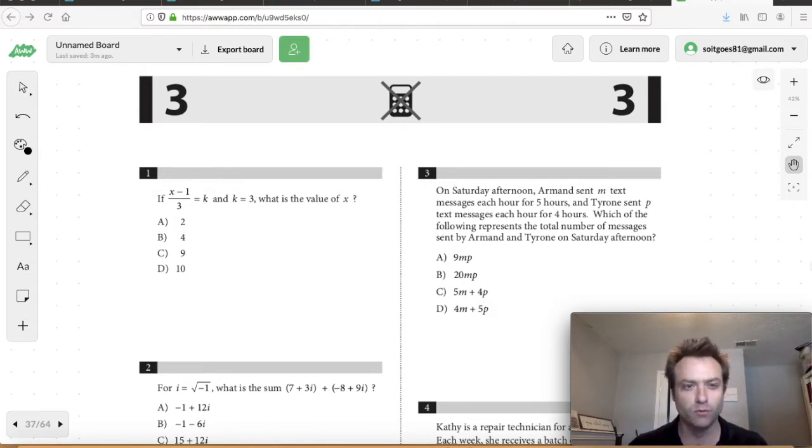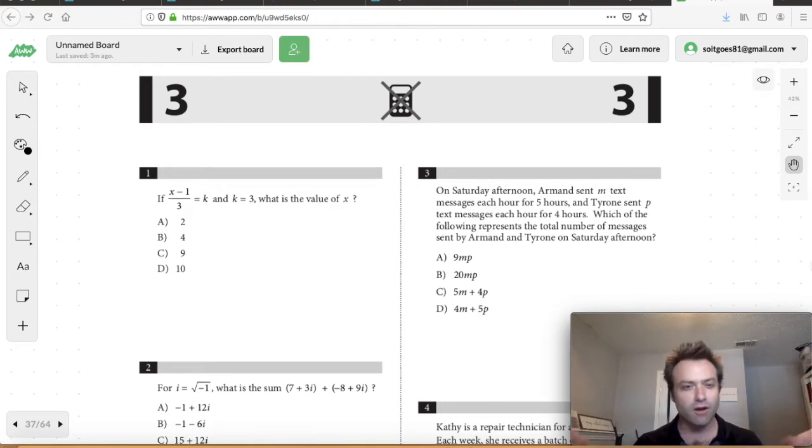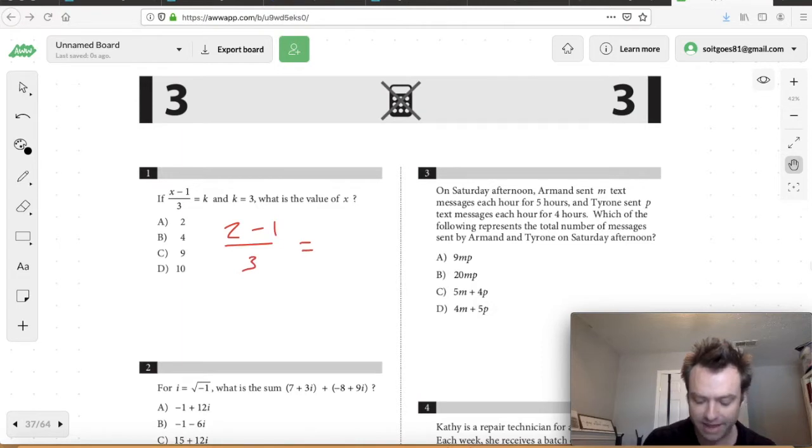All right, question number 1 reads, if x minus 1 over 3 equals k, and k equals 3, what is the value of x? All right, there's an algebraic way to solve this. You can do it, but there's an even easier way without worrying about an algebraic operation, and that's just to test the answer choices. Plug in the answer choices for x, and we know k is 3, so let's do that. I'm going to test answer choice A. We're going to get 2 minus 1 over 3 equals 3. That's crazy because that's 1/3, which doesn't equal 3, so we know answer choice A is gone.